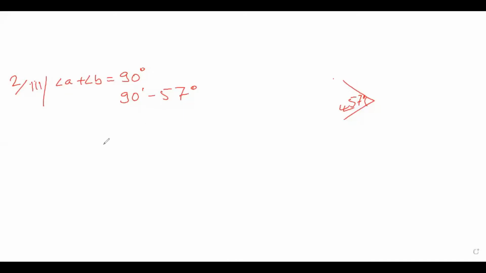As I have told you, complement means the sum of two angles is 90 degrees. So if one angle is 57 degrees, then the other angle will be 90 degrees minus 57 degrees, that is 33 degrees. Okay, this is the complement of 57 degrees.